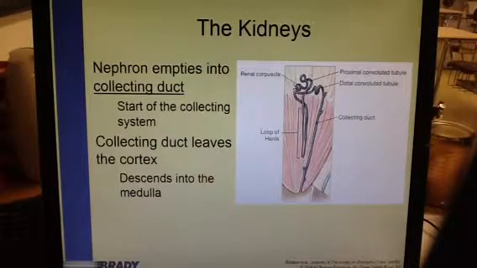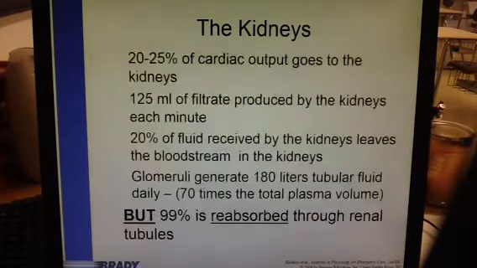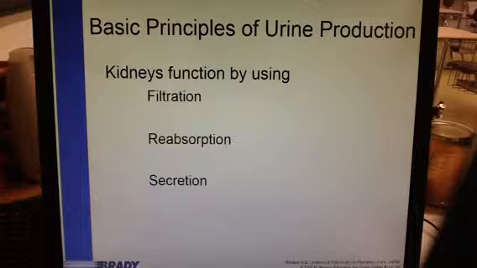I'm not sure why, but I feel like this is a little bit out of order, so I'm actually going to jump past to this, and then we're going to go back. So the kidney is doing filtration, which we just talked about, which is happening in the glomerulus, and then reabsorption, which is happening in the tubules.